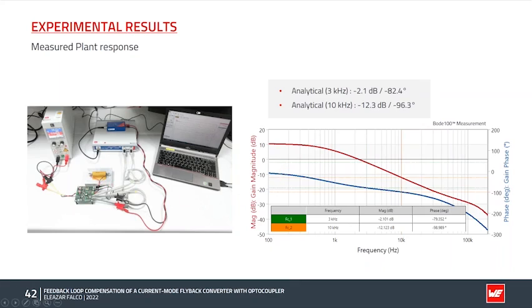At both target crossover frequencies of 3 kHz and 10 kHz, experimental and analytical results match very well. We have a discrepancy of 2.5 degrees in phase at 3 kHz and also at 10 kHz, where we measure a slightly lower gain of 12.1 dB instead of 12.3 dB. We also see how the resonant double pole peaking in the magnitude is also well damped.